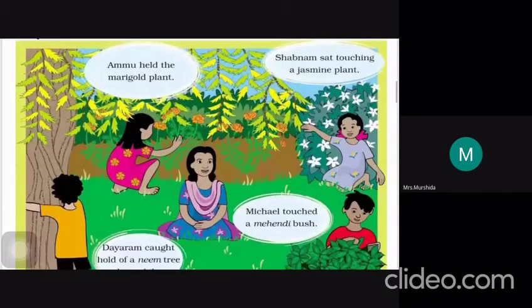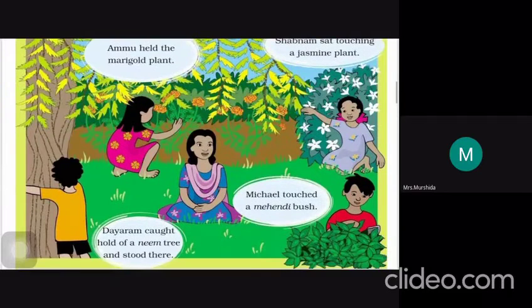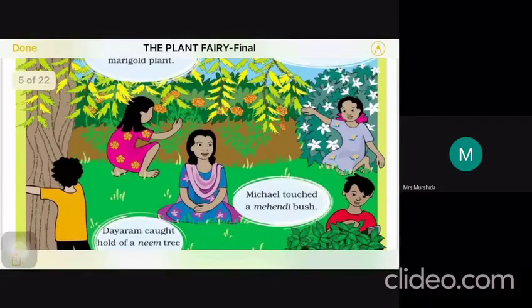See in the picture, you can see Ammu held the marigold plant. Shabnam sat touching a jasmine plant. Dayaram caught hold of a neem tree and Michael touched a mehndi bush. In the picture you can see, right? Ammu held the marigold plant. Shabnam sat touching a jasmine plant. Dayaram caught hold of a neem tree. And Michael touched a mehndi bush.